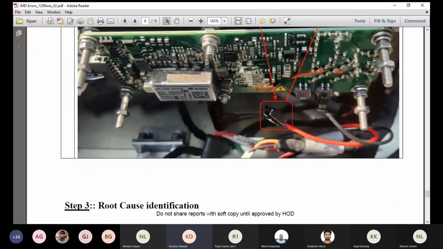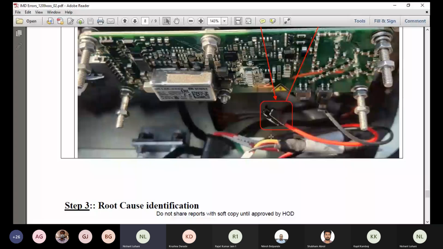Nishant, my question is: when the insulation fault telltale is coming on the cluster, there is some specification. We have designed the complete system, the complete architecture, over some value of IR. So what is that value?